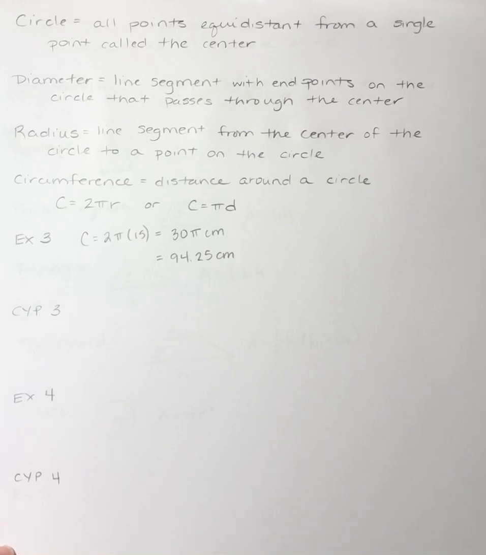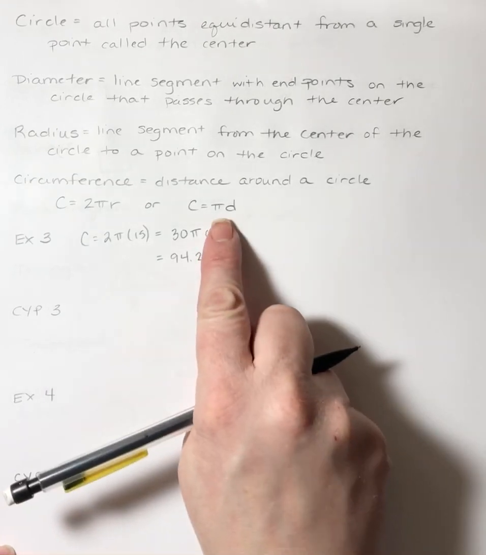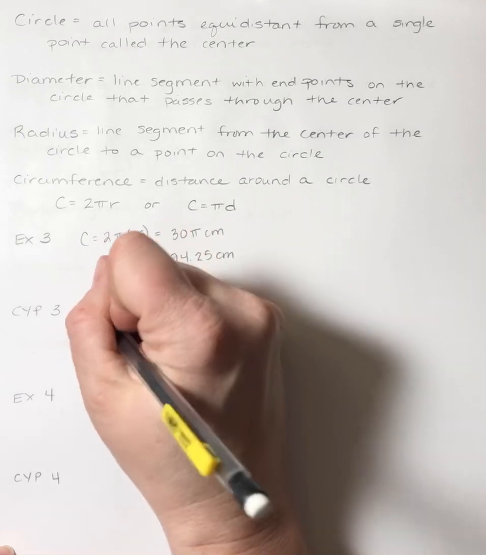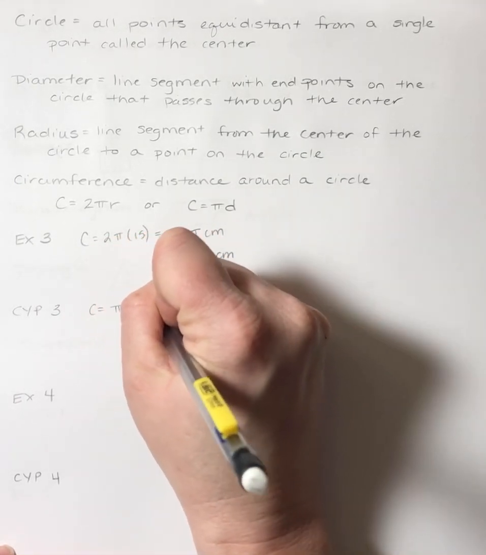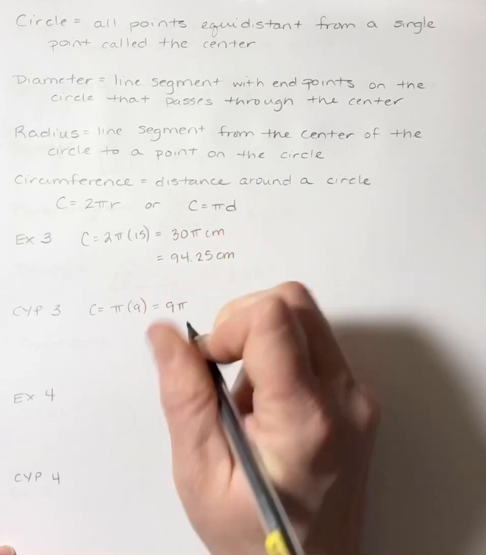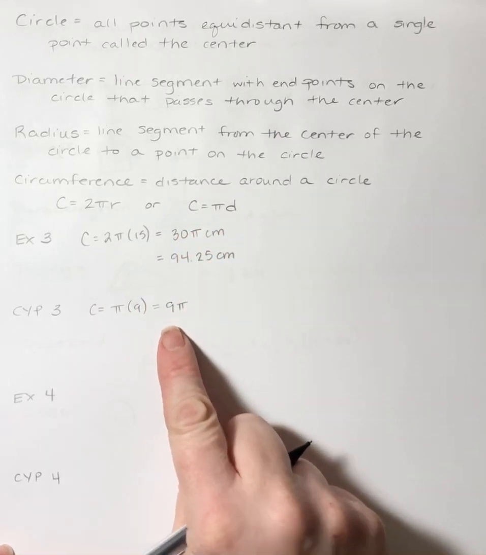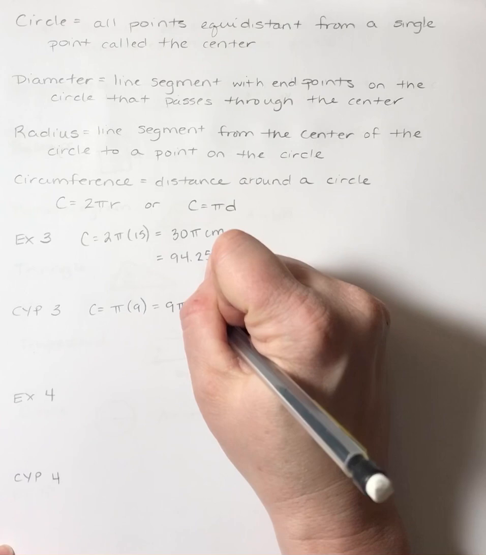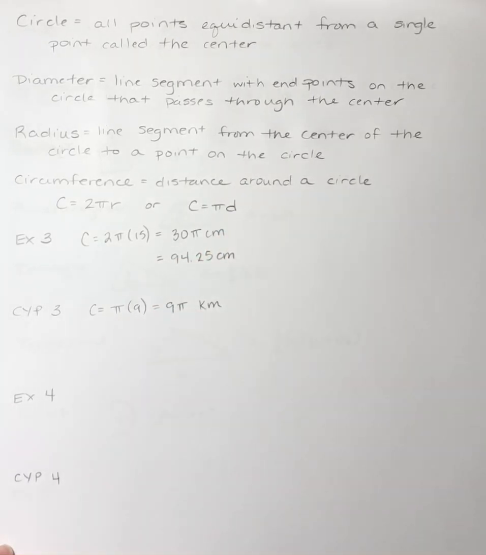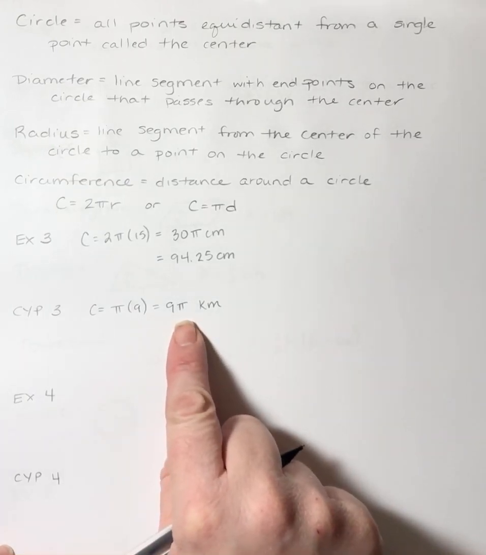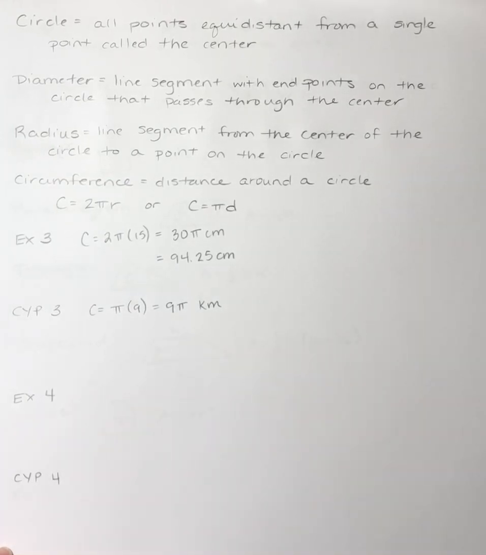Check your progress 3. Find the circumference of a circle with a diameter of 9 kilometers. So they gave me the diameter, so I'm going to use this. So circumference equals pi times the diameter. So if they asked me for the exact answer, it's going to be 9 pi kilometers. And actually, that's all they're asking for. Give the exact measure. There's your exact measure, 9 pi kilometers. Okay.